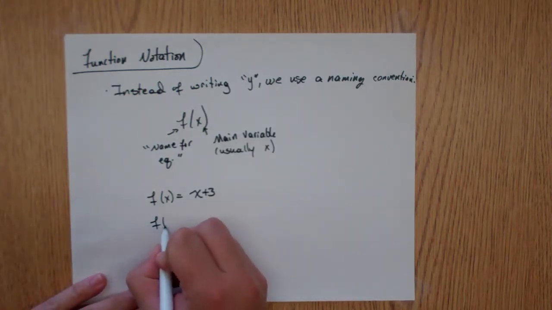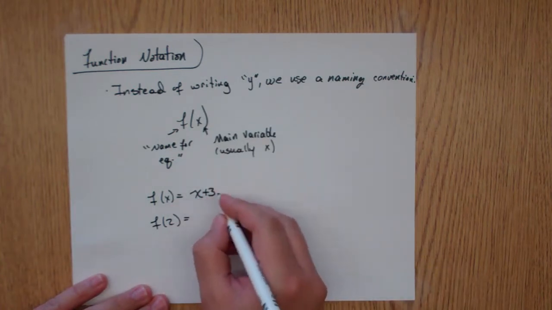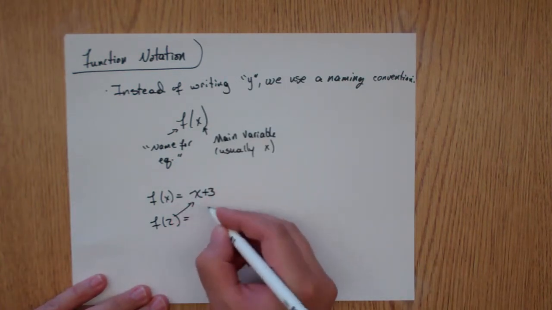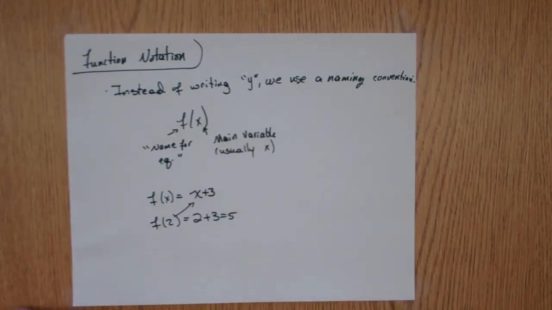Well, it's something like f of 2. What is f of 2? Well, since our function is x plus 3, you just take the 2 and put it in for the x. That's simple. Okay? That's it for function notation. Now let's look at interval notation. And this is the final topic, I promise.